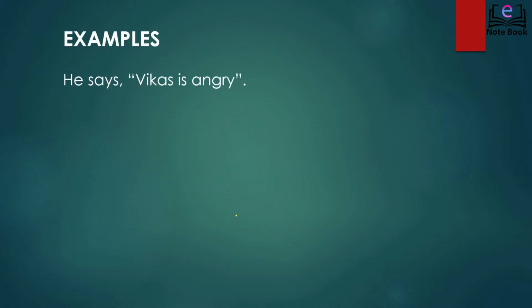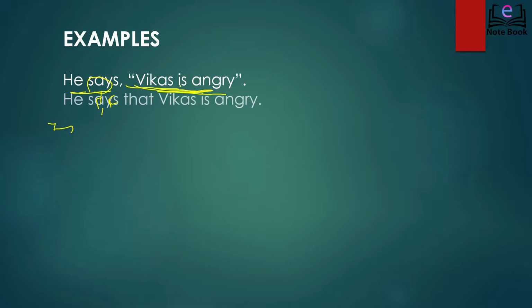Let's take an example for this. For example, here we have, he says, Vikas is angry. Now this is the reporting verb and this is the reported speech. What does the rule say? If the reporting verb is present tense or it is future tense, in the indirect form, we don't make any change in the tense of this part, that is, the reported speech.